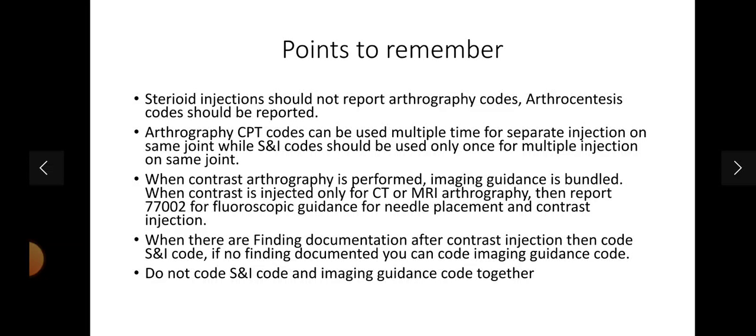Preference will be the SNI code, but if there is no supporting documentation for SNI, then you will code the fluoroscopic guidance code. When there is findings documentation after contrast injection, then code the SNI code, and if there is no finding documentation, you can code the imaging guidance code. So that is what we have discussed. Findings are there, code SNI code. No findings, directly code imaging guidance code. But do not code the SNI and imaging guidance code together, because they should not be coded together as per coding guidelines. Either SNI or imaging guidance should be coded depending on the documentation.